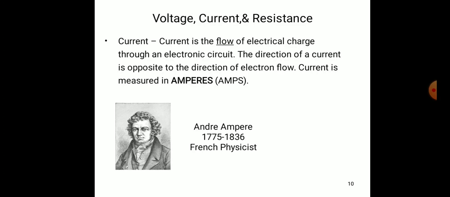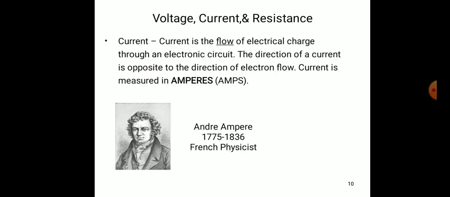You see what is the current? The unit is named after Ampere, the French physicist. The definition: current is the flow of electrical charge through an electronic circuit. Current is measured in terms of amperes. The flow of electrical charge is called the current. The current is measured in terms of ampere.